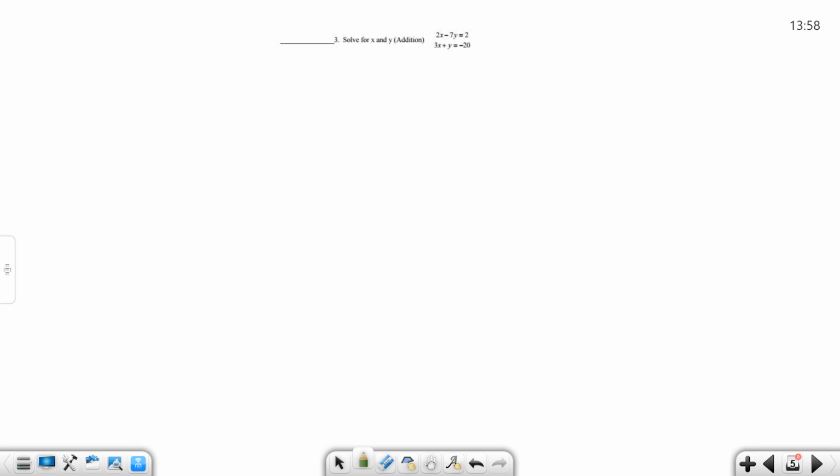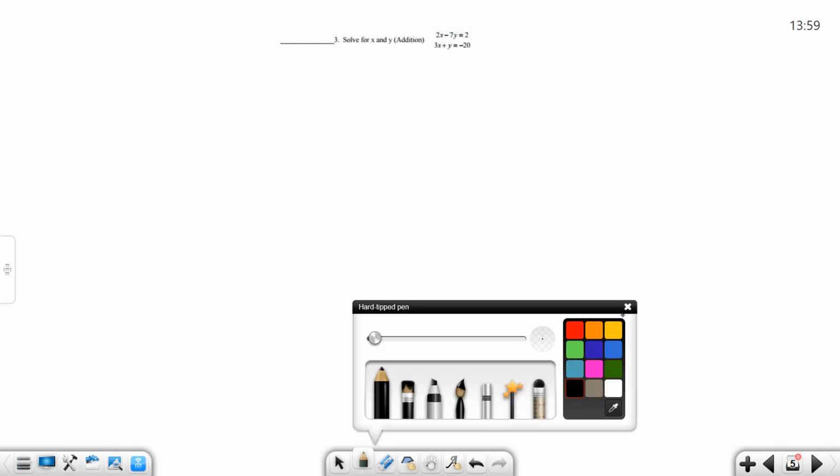Using your steps on the first page of the notes, it said make sure that every equation is in the form ax plus by equals c. In other words, they're lined up. Make sure your x's are lined up. Make sure your y's are lined up. Even make sure your equals are lined up. And in this case, everything is lined up. Great.